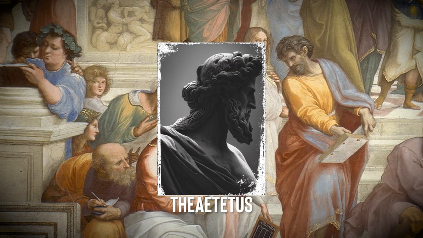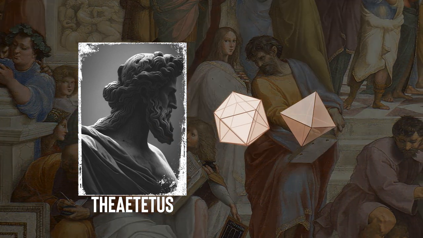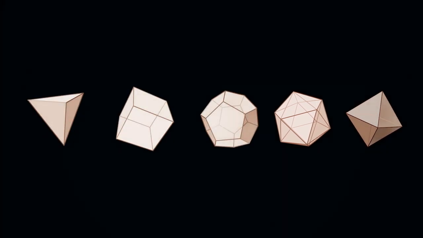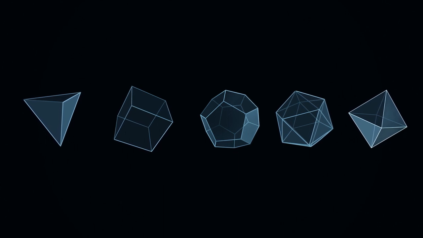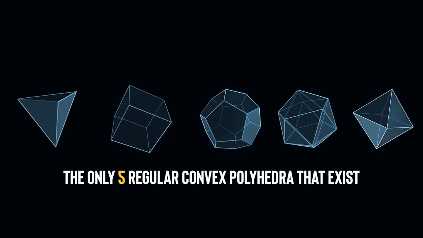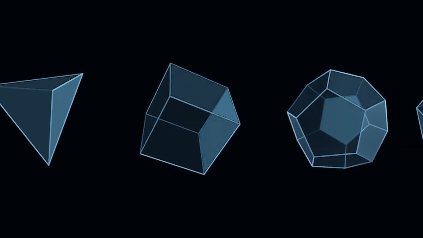Theaetetus, a contemporary of Plato, may have discovered the other two solids. Whether this is true or not, what we do know is that Theaetetus described all five of the shapes, and he was also the first to prove that this group of solids are the only five regular convex polyhedra that exist. The beauty and importance of the Platonic solids lies in their symmetry.